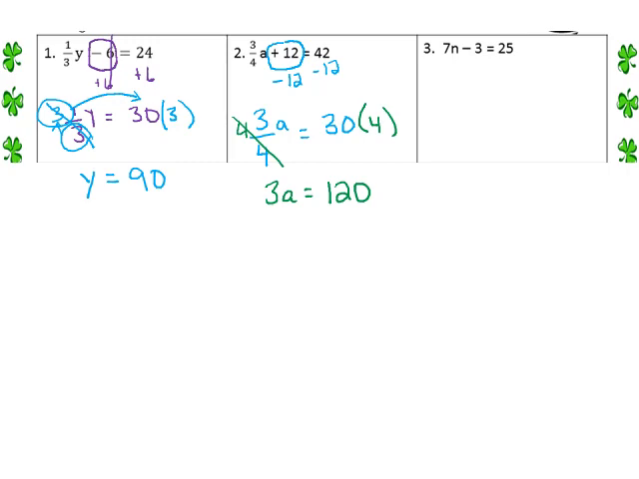Now my a is still not naked and alone. Sure wish I had a 3 on the bottom so that I could get rid of it. What I do to one side, I do to the other. a equals 120 divided by 3, 40.